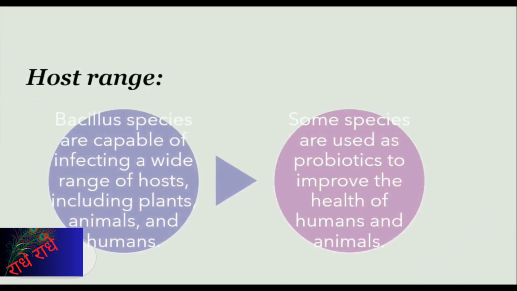Bacillus species have varying capabilities when it comes to infecting hosts, encompassing plants, animals, and humans. These numerous host varieties offer the potential to induce diverse infections. Additionally, certain Bacillus species are beneficial to humans and animals and are referred to as probiotics. The range of hosts that can be infected differs between various types of Bacillus bacteria. While some are able to target specific hosts and cause more severe infections, others have a more general host range and are often used as probiotics.